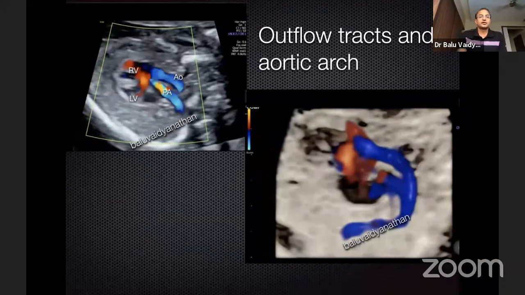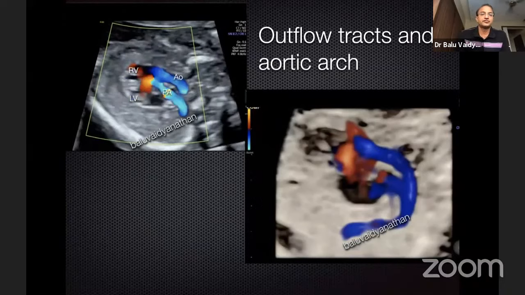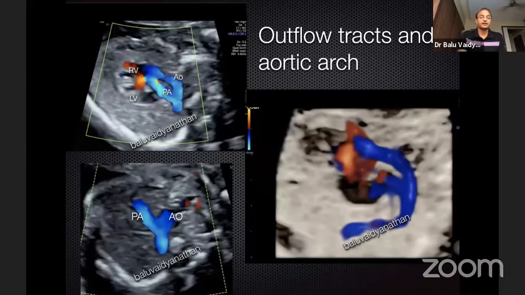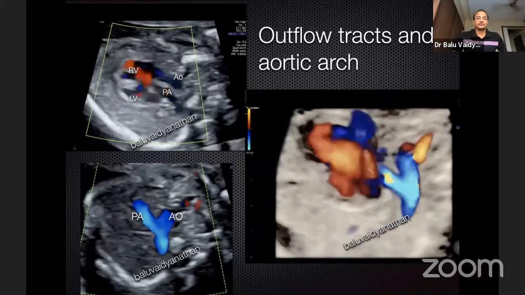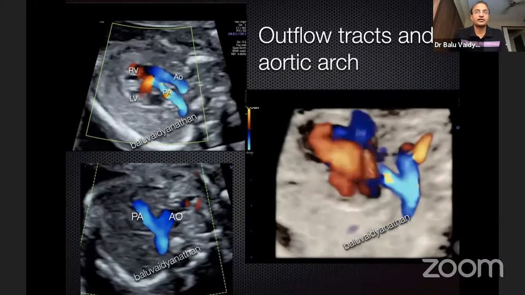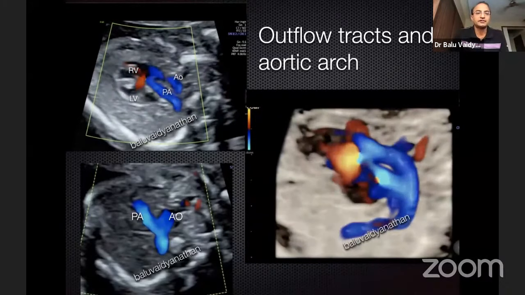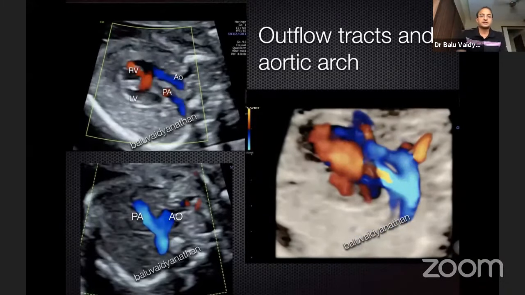Moving on further towards the aortic arch, we can see that the three-vessel tracheal view is nicely forming with no obstruction on either side, and the aortic arch is completely unobstructed. So this is really a classical type of DORV, a TGA type of DORV, and that's a subpulmonary VSD.